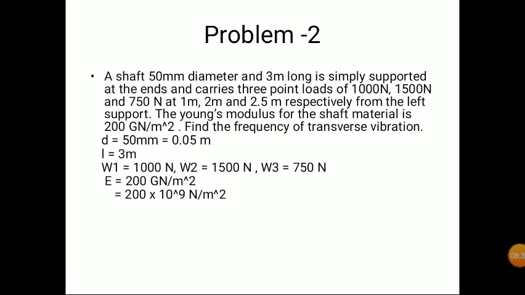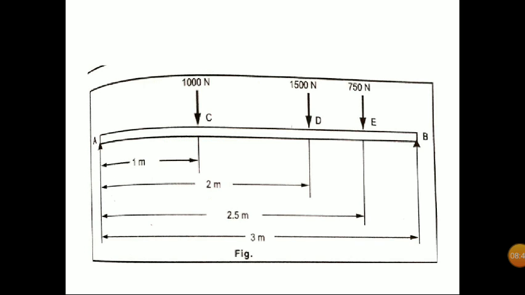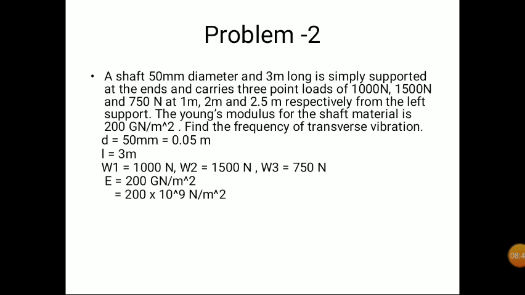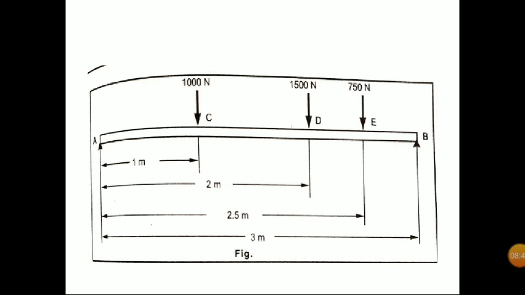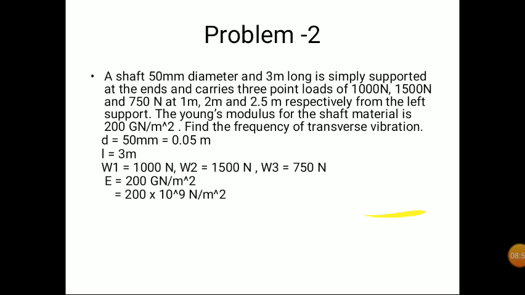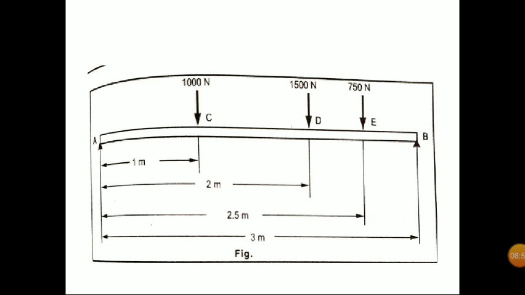So diameter is 0.05 meter, length is given as 3 meter, W1 the first load is 1000, second 1500, third 750. Young's modulus is 200 giganewton per meter square. So this is the pictorial representation. When we get a question like this, first we have to convert it into a proper figure. So 3 loads are acting here from the left at distances of 1 meter, 2 meter and 2.5 meter respectively, and that is what we have represented here. First load 1000, second load 1500, third load 750. We are marking points A and B as the two extreme points, and in between we are marking C, D and E at the distances given in the question.